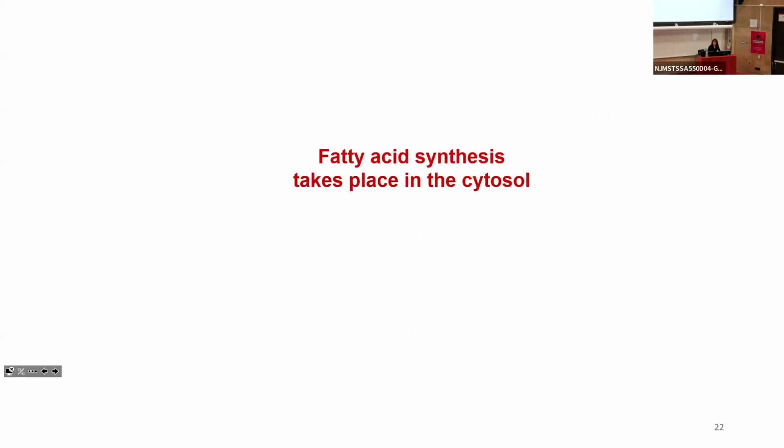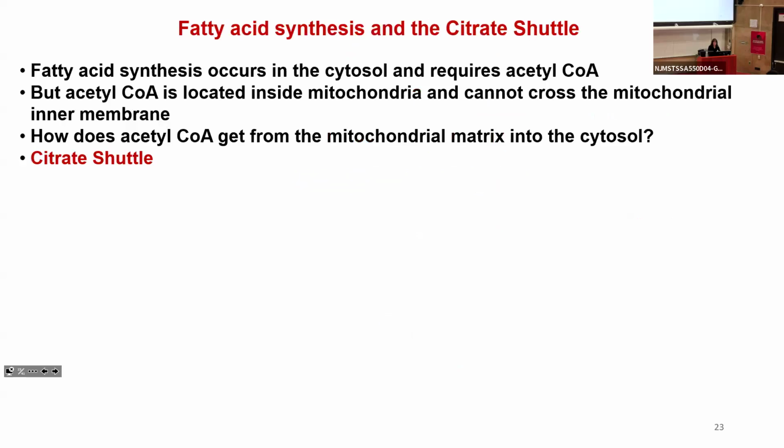And so the synthesis of fatty acid takes place in the cytosol, right? Fatty acid synthesis, and there's something which is called the citrate shuttle. And it requires acetyl-CoA in order to make a fatty acid. But maybe you know already that acetyl-CoA is located inside mitochondria. That's where it is made. And so how does acetyl-CoA, which is a molecule that doesn't easily pass across the mitochondrial inner membrane, get from the matrix and into the cytosol? The way in which it does this is through this process called the citrate shuttle.